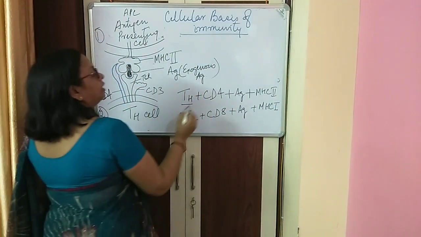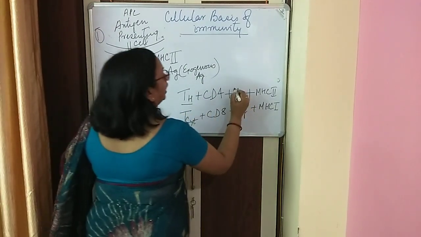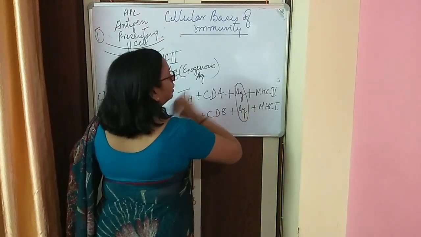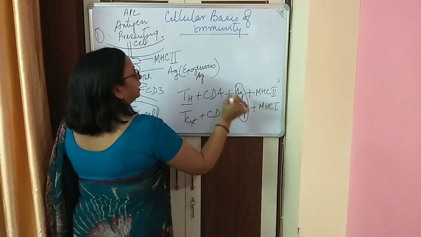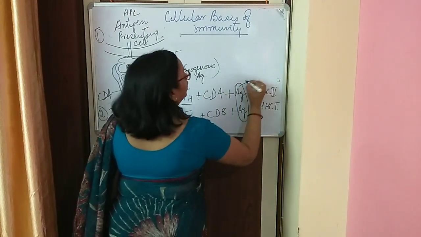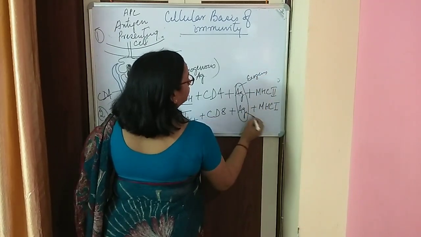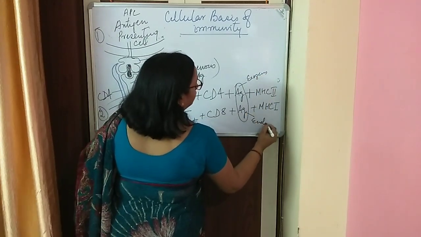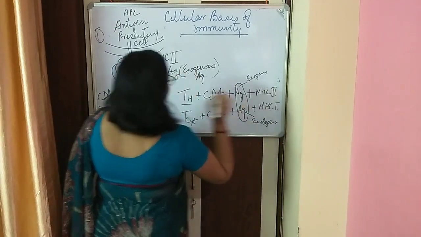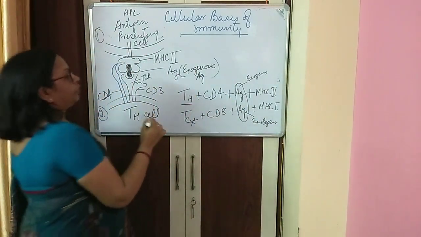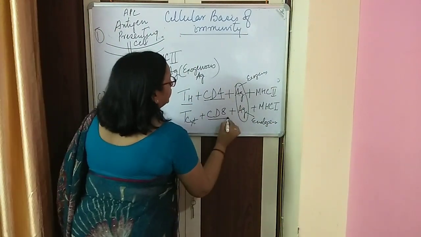So you can see only the antigen is common here, and that is also not really common. One is exogenous and this is endogenous. So you can see CD4 and CD8.